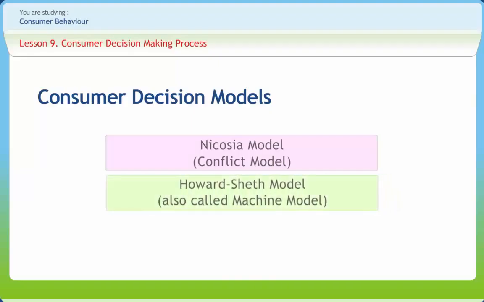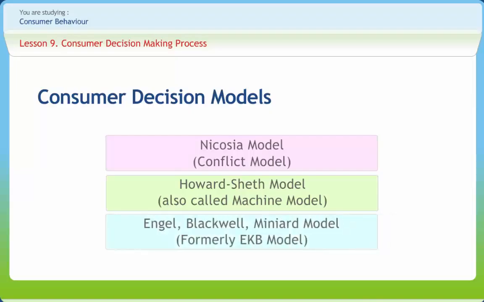The Howard-Sheth model represents a major revision of an earlier systematic effort to develop a comprehensive theory of buyer decision-making. This model depicts and creates a distinction among 3 stages of decision-making, namely extensive problem-solving, limited problem-solving, and routinized response behavior. The Engel-Blackwell-Miniard model assumes that the consumer approach is that of problem-solving. It, however, lacks clarity regarding the influence of individual and environmental variables on consumer decision-making.